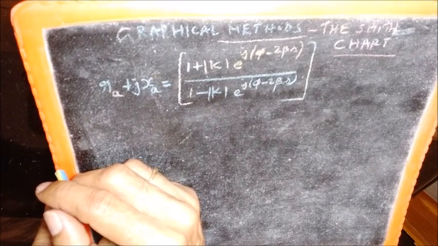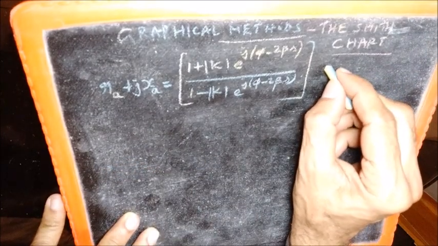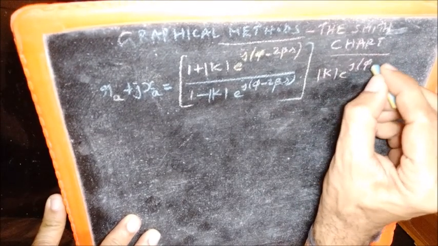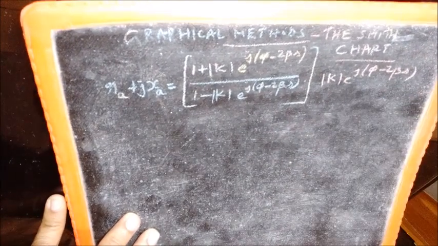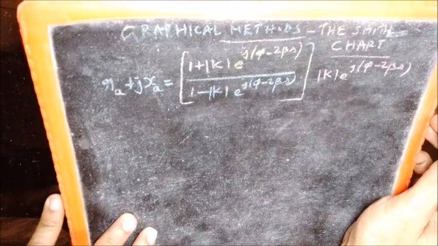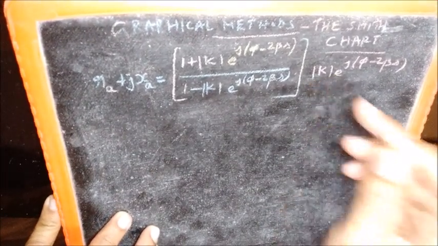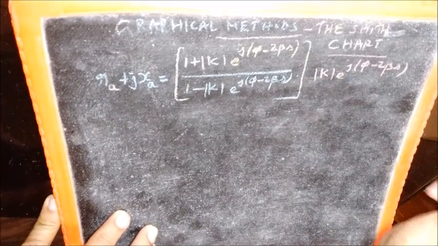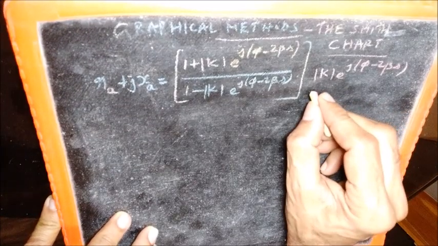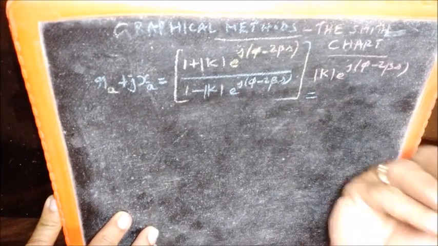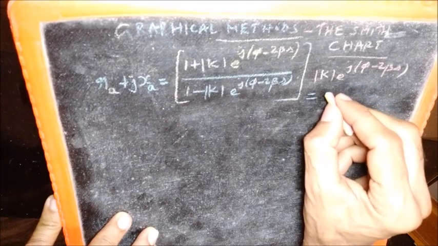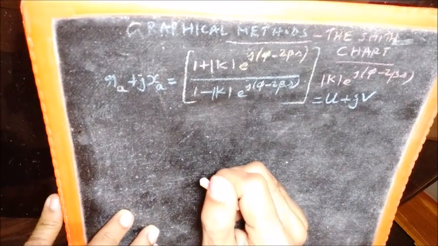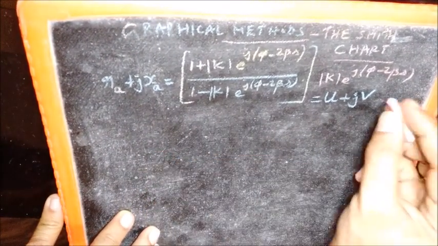Now k e raised to j phi minus 2 beta s is obviously a complex quantity. Its magnitude is equal to the magnitude of the reflection coefficient, and phi, as you know, is the phase angle of the reflection coefficient. Since it's a complex quantity, instead of polar form, we can write it in its rectangular form like this: U plus j V.